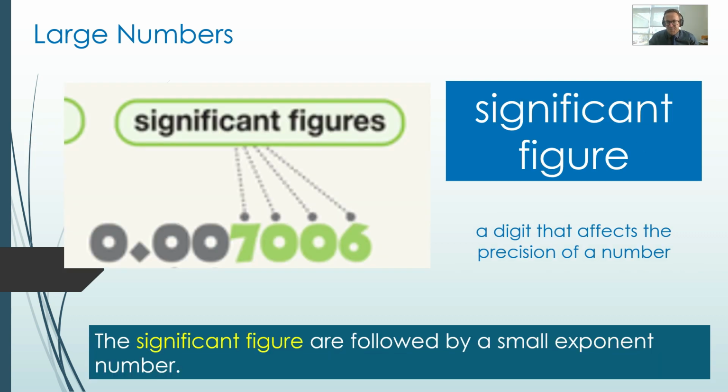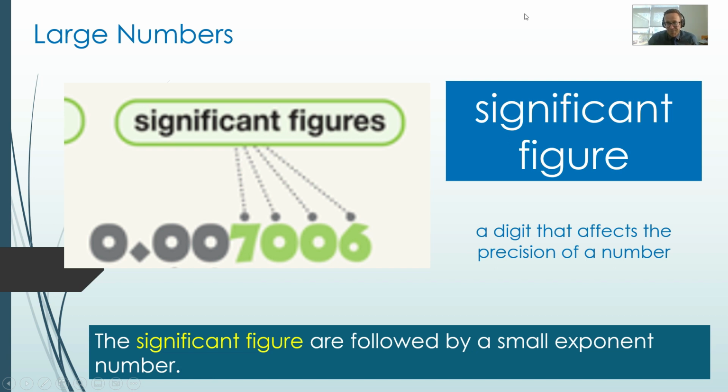Significant figure. This is a digit that affects the precision of a number. So if you look at this number here, we have lots of zeros. The significant figures are these ones here that give the value to the number. So the 7006 are the significant figures. For example, the significant figures are followed by a small exponent number.